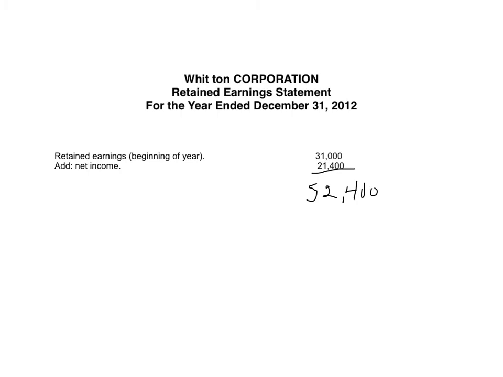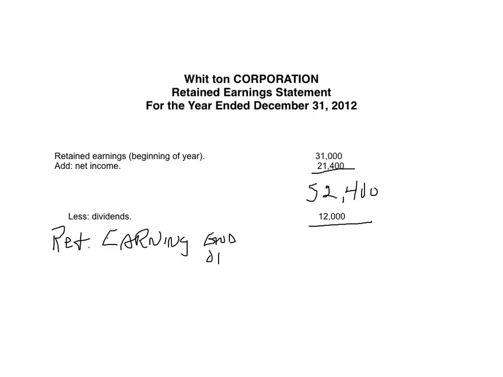Now we're going to subtract the dividends. The dividends were $12,000, so this now gives us retained earnings, I'm going to make it short form here, end of the year. And I subtract, and I have $40,400. So there, double underline again. That's the amount of earnings that have been kept by the company, but they belong to the shareholders. So this $40,400 will go to the shareholders' equity section of the balance sheet, and the balance sheet is the one we do next.